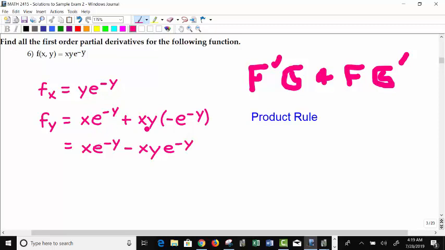And then here, the x just sits there, of course. The f is the y, so it sits there. You have x and y. Then you take the derivative of e to the negative y, which will be negative e to the negative y, because the derivative of the exponent will be negative 1, so it brings down the negative, and then I just changed it to subtraction at the end. And then there we have it.